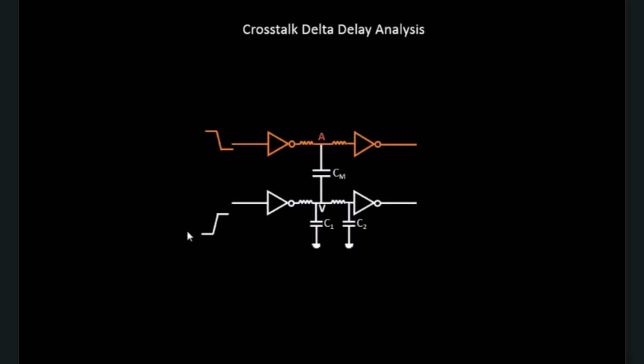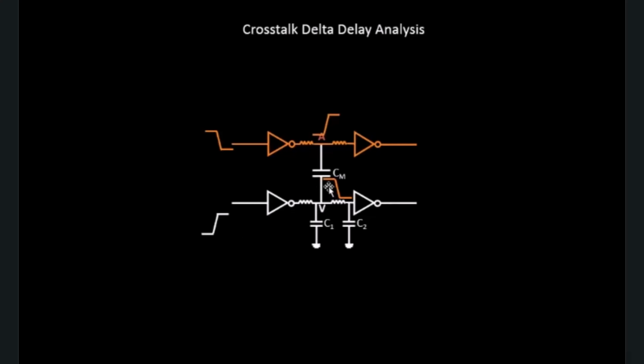For example, the input of the victim is moving from logic 0 to logic 1. At the same time, the output of the victim will switch from logic 1 to logic 0, and during this transition period of the victim, we have the aggressor switching from logic 0 to logic 1. So while the victim moves from logic 1 to logic 0, the aggressor moves from logic 0 to logic 1, and this leads to something called delta delay. How? We'll look into that in some time, but this is basically a delta delay analysis.